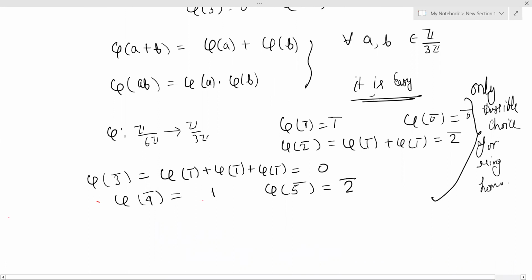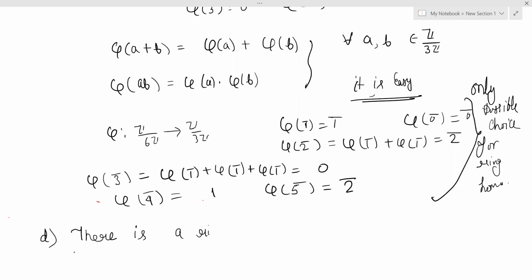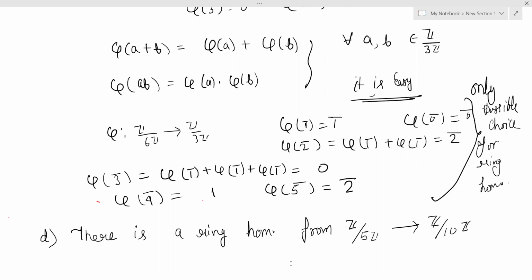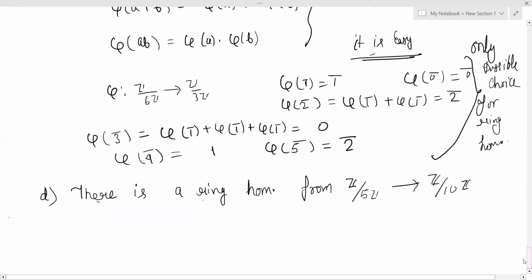There is a ring homomorphism from Z mod 5Z to Z mod 10Z. This is the D part, I guess. Tell me, is this true or false? Now you have an idea of how we will proceed and how we will show whether they exist or not. Now you can say something, right?